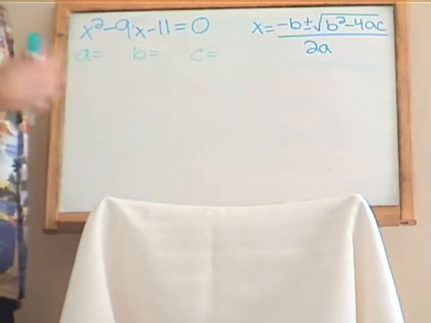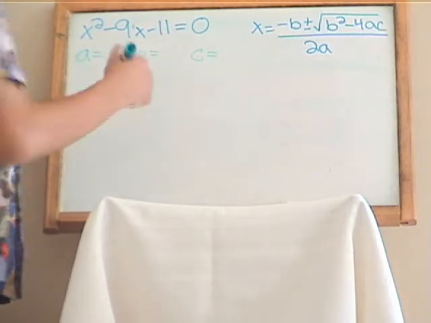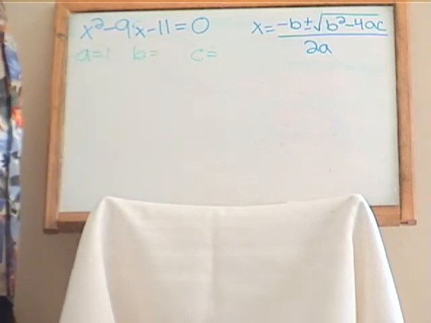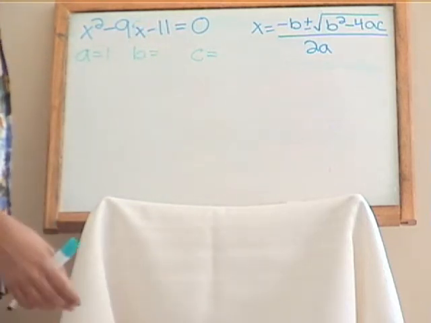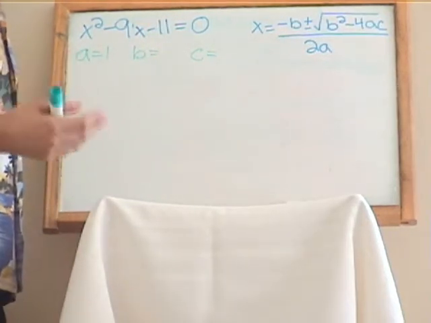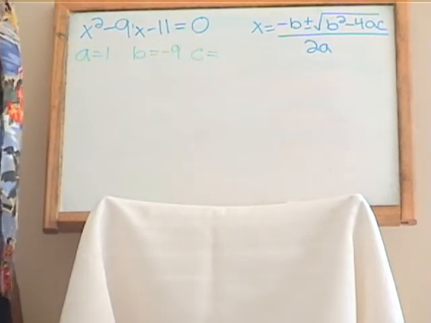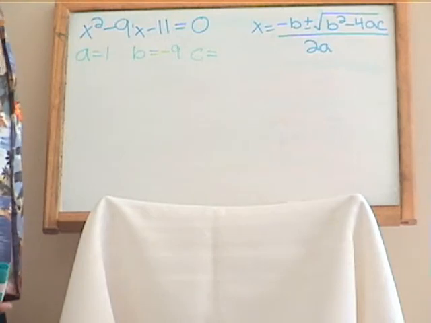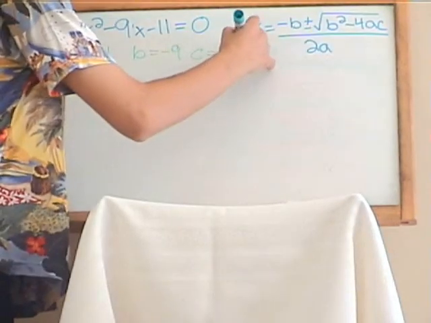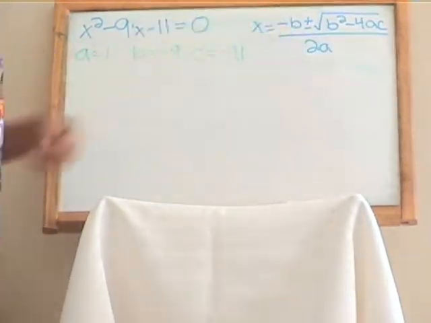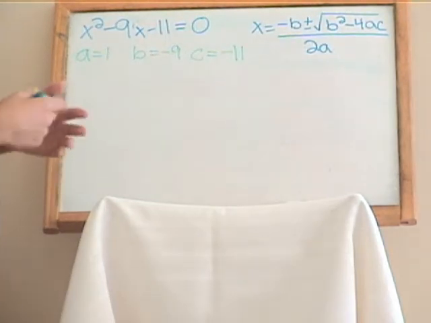A equals the coefficient of the quadratic term, 1. B equals the coefficient of the linear term, b equals negative 9. C equals the coefficient of the constant term, negative 11. Now we plug it into our quadratic formula.